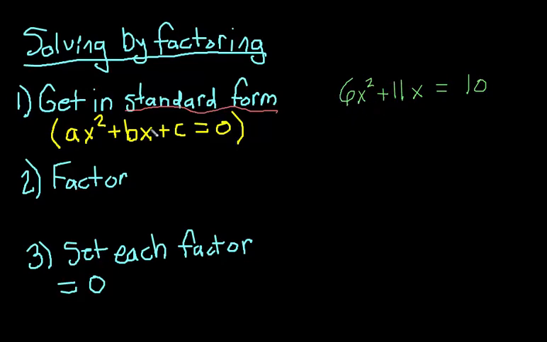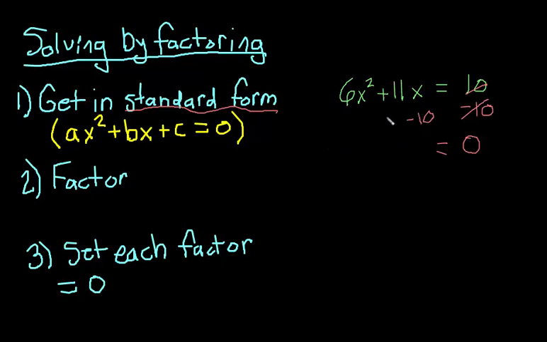But the first thing we need to do is get it into this form, and the way we're going to do that is by moving this 10 over here. And the way we do that is just by subtracting 10. So I'm going to go ahead and do that. So we're going to subtract 10 over here and subtract 10 over here. This cancels, and I'm left with 0 on the right.